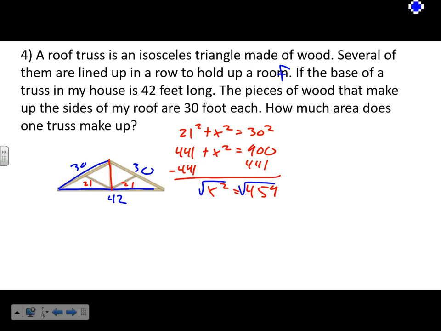Square root of 459 is 21.424. I'm going to round to 2 decimal places. Again, you don't have to. You can go to 1. That's okay. But that's just this height right here. So now the final area. We have area is 1/2. My base is 42. My height is 21.42.